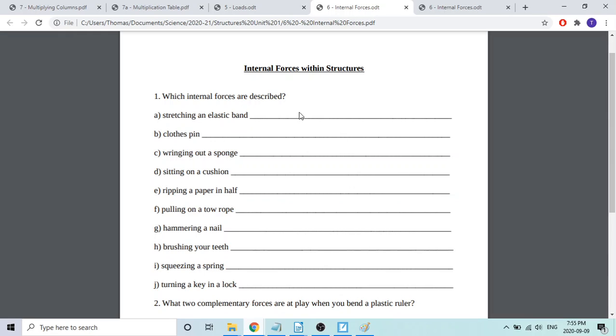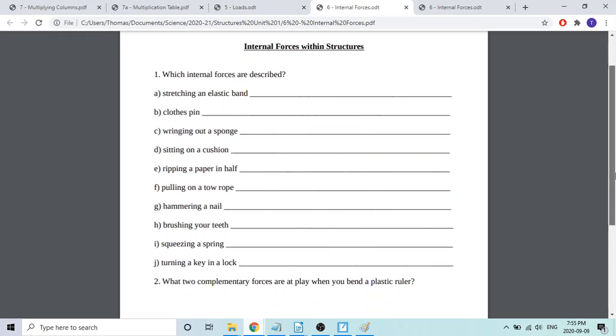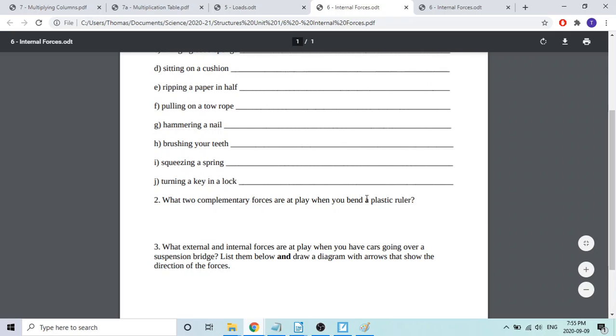Right? Go through for each one of these. So stretching an elastic band, well, you're not pushing together, you're pulling apart. So what's that going to be? Right? Go through, answer all those.